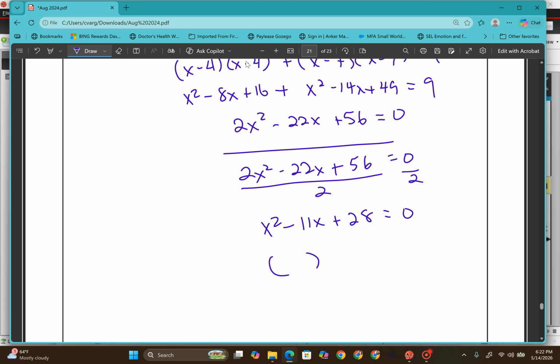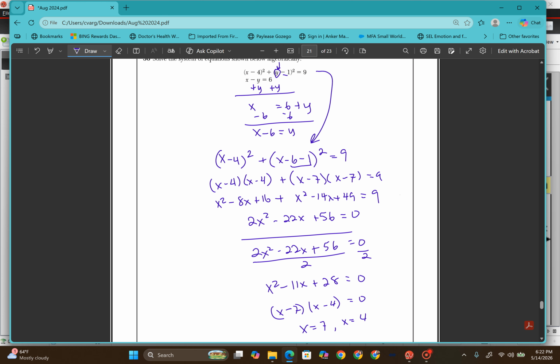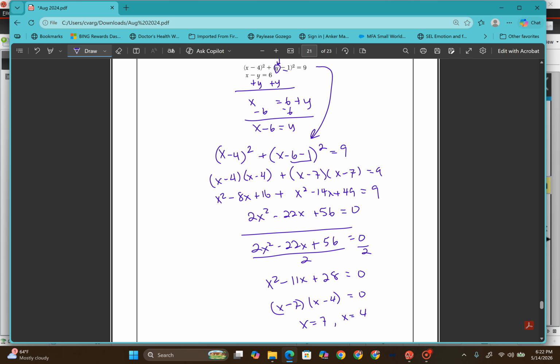So I get x and x minus 7 minus 4. That works. Yeah, cool. So I get x is equal to 7 and x is equal to 4. Those are my two answers. Now, to get the y's, I have to go back and plug it back in, right? So I can plug it into this right here.